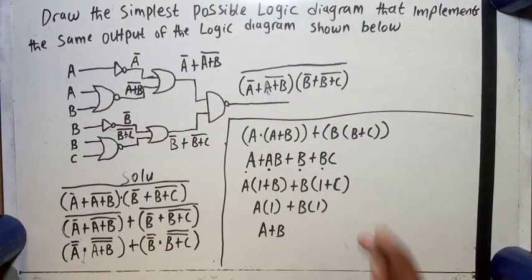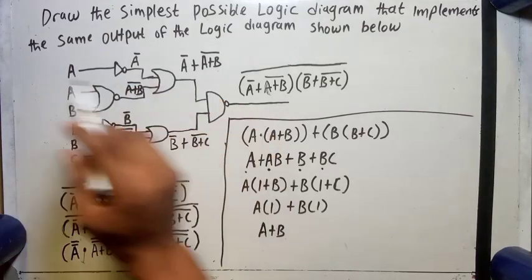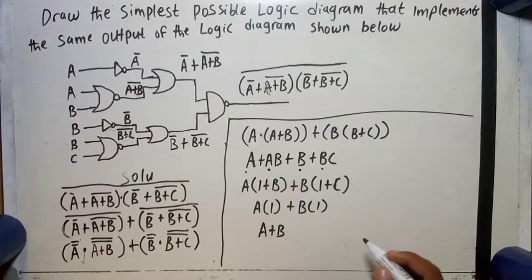So the whole of this is simply just this. That's the advantage of simplifying. As you see now, this is just an OR gate. We're just going to be making an OR gate. So the answer to this question, draw the simplest possible logic diagram, is just going to be A, B.